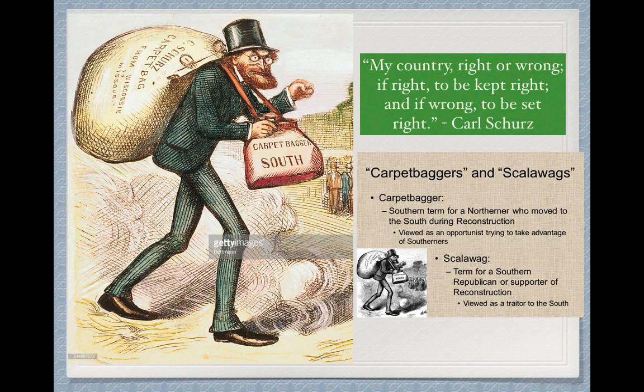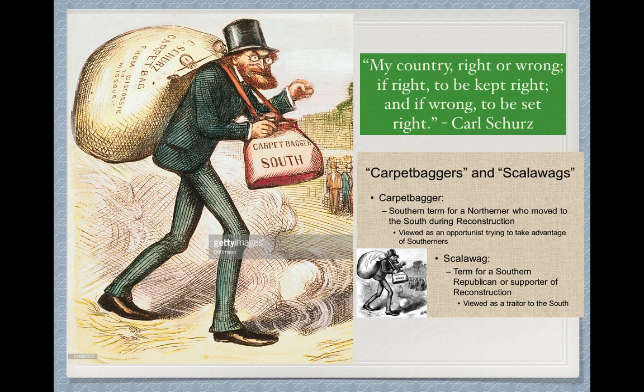Now you see here him depicted in an extremely derogatory way as a carpetbagger from a Southerner perspective. There's another term that starts to be floated around in the South called a scalawag. A scalawag is a term for a Southern Republican. So it's a derogatory term. If you live in the South and you're a Republican and a supporter of Reconstruction, then you're viewed as a traitor and you're called a scalawag.